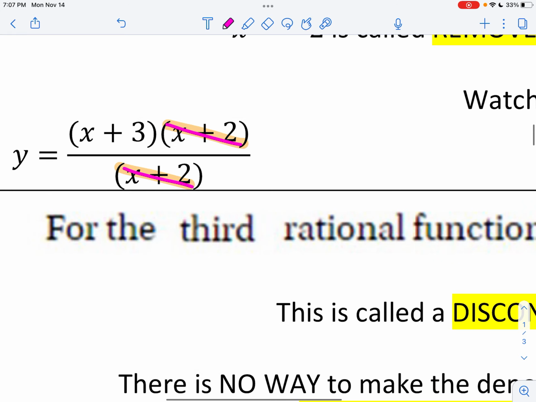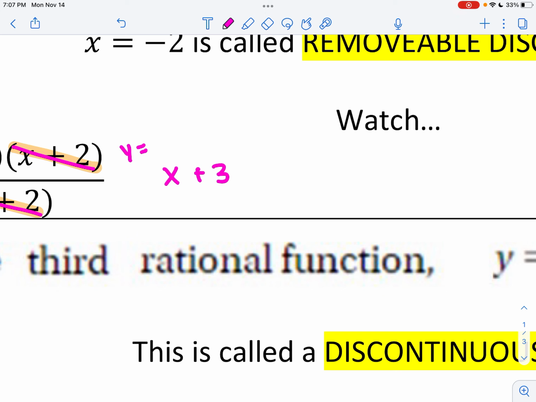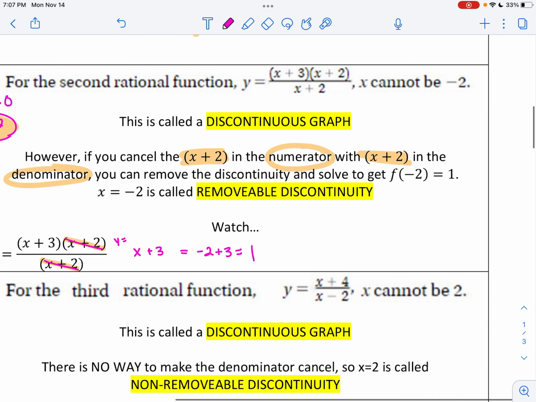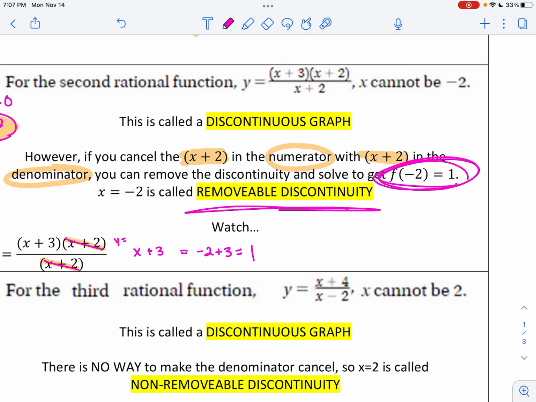And what are you left with? You're just left with y equals x plus 3, which surely I can plug in -2 now, right? Absolutely. So if I want to plug in -2, what do I end up getting? That is why right here I wrote, if you cancel it out, when you plug in -2, you can get out a +1. So because you can cancel out, this is called removable discontinuity.